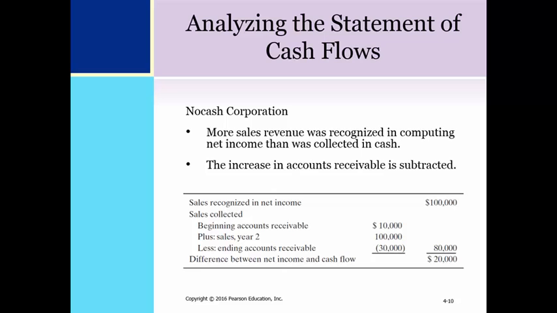No Cash recognized $100,000 in sales on the income statement, but how much of that did the firm really collect in cash? If we analyze the account receivable account, we can determine the answer to the question. The account receivable balance was $10,000 at the beginning of year 2, and $100,000 of credit sales were added to the account over the year. Since $30,000 is the ending balance, No Cash collected $80,000 in cash.